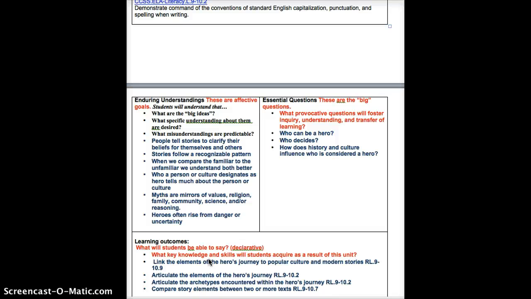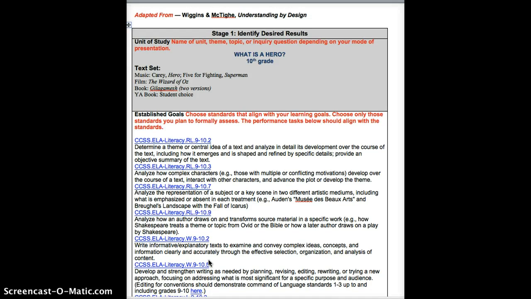But I also want them to investigate broader questions, and not only the inquiry question of who is a hero. Remember going back, what is a hero?